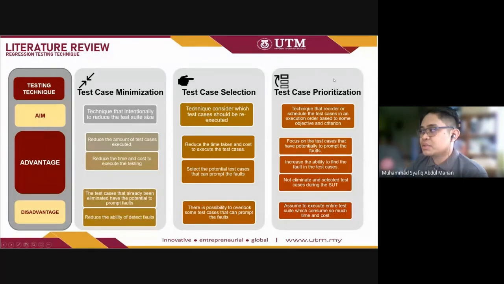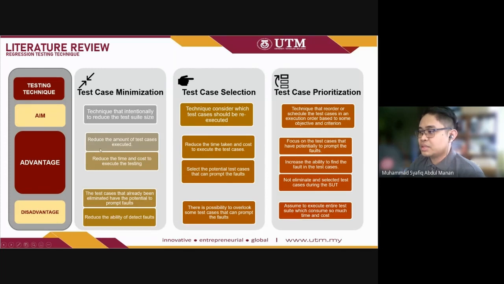This is the overview of the available regression testing techniques. Before we jump to test case prioritization, we have three different techniques in regression. For example, this one is minimization, where, from the word itself, we want to minimize as much as possible the number of test cases. For test selection, we want to select which test cases should be re-executed, those that are more likely to prompt faults. And then prioritization is more focused on the objectives and criteria that we have set.